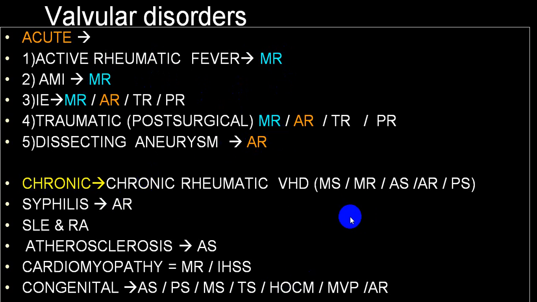While in the chronic variety, the commonest varieties we already described: chronic rheumatic valvular heart disease, syphilis, SLE, rheumatoid arthritis, atherosclerosis, cardiomyopathy, congenital variety, carcinoid tumors, etc. They can be, depending upon the severity, mild, moderate and severe. They'll produce changes in the chamber.